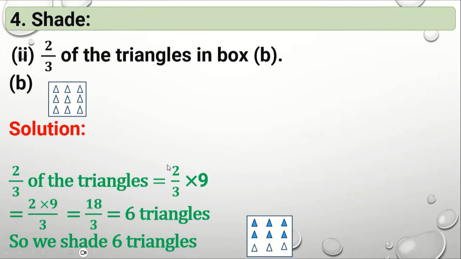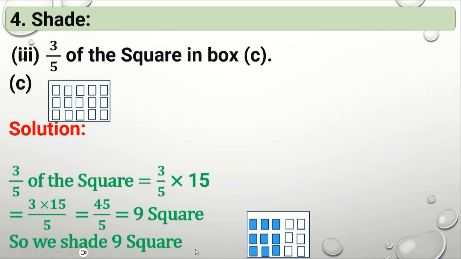Now, 2 by 3 of the triangles in box B. So we will count how many triangles are there in box B. So 3, 3, 6, 3, 9. 2 by 3 of 9 equals 3 ones are 3, 3 threes are 9. So 3 twos are 6. So we will shade 6 triangles.